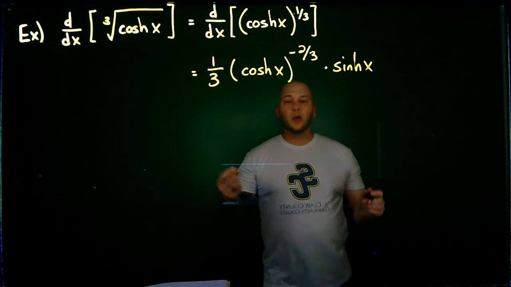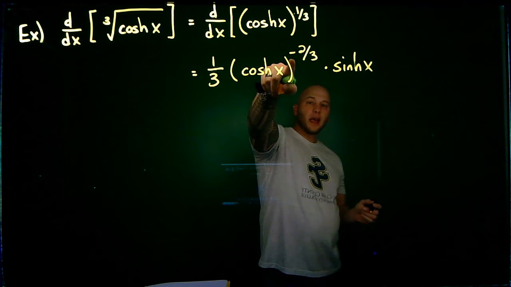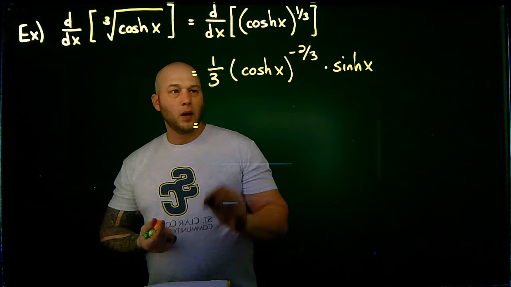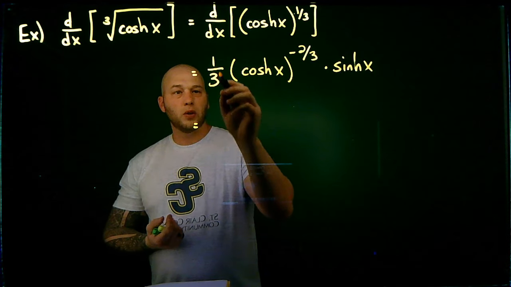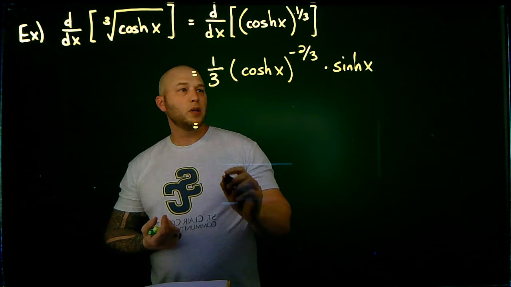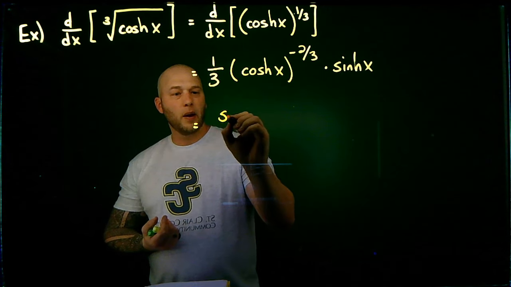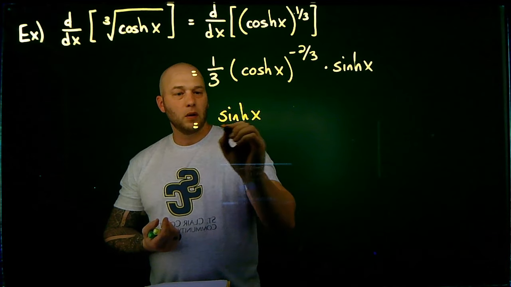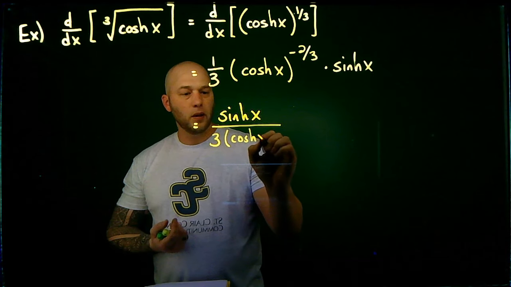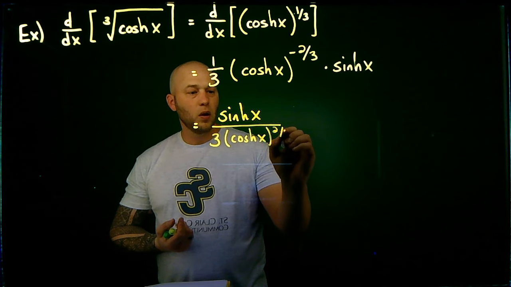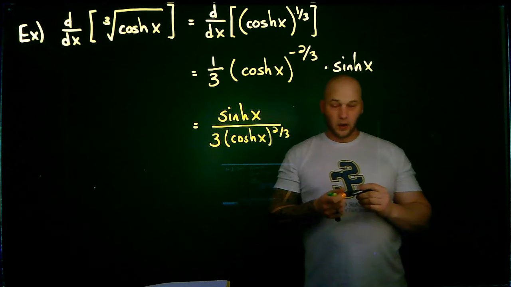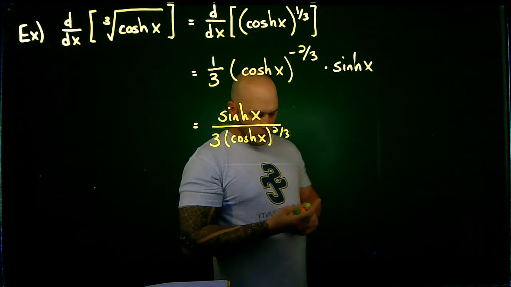Okay? And then we could certainly clean this up, make this negative exponent positive by flipping that to the denominator. And we could also have this 3, which is in a denominator, multiplied through to the cosine. Therefore, we would have the hyperbolic sine divided by 3 times the hyperbolic cosine to the 2/3 power. And that would be the derivative of this original function. Okay? All right.